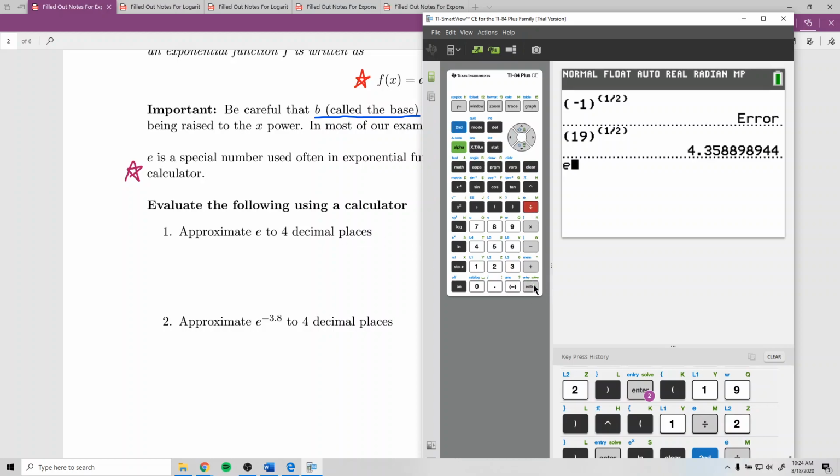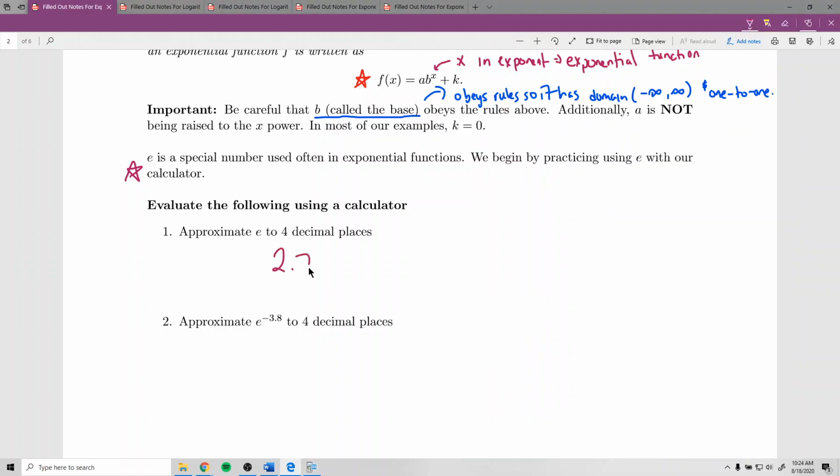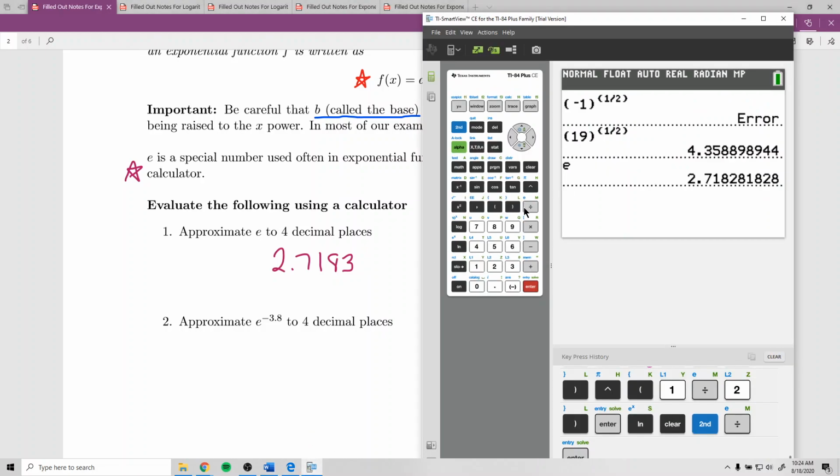Since we want just e, if you type in e, you see what we get here. Rounded to 4 decimal places, 2.7183. So that's what e is. Sort of like how pi is about 3.14, e is about 2.7183.